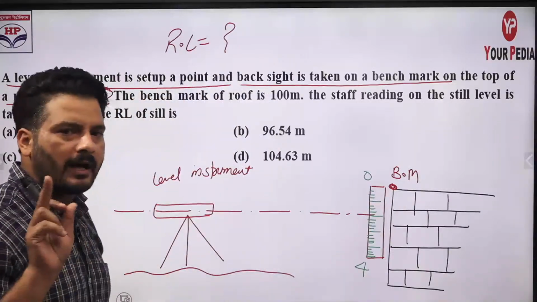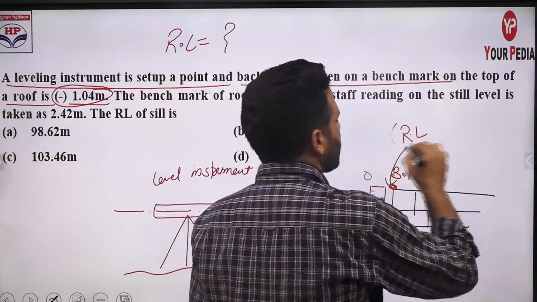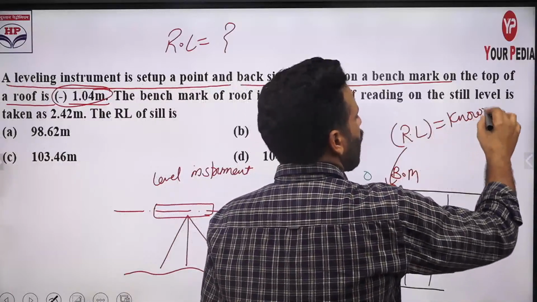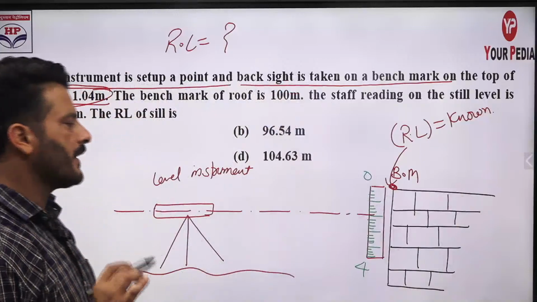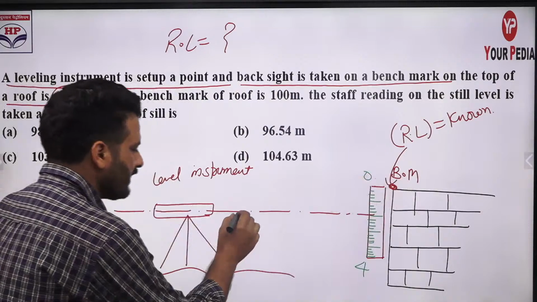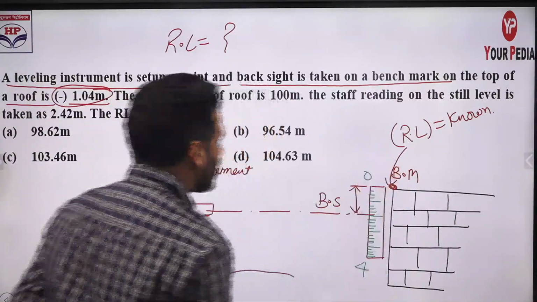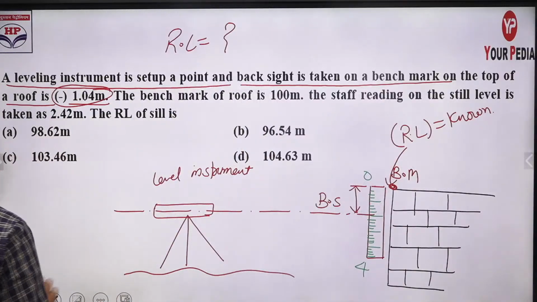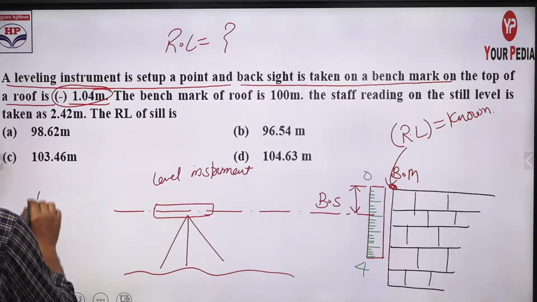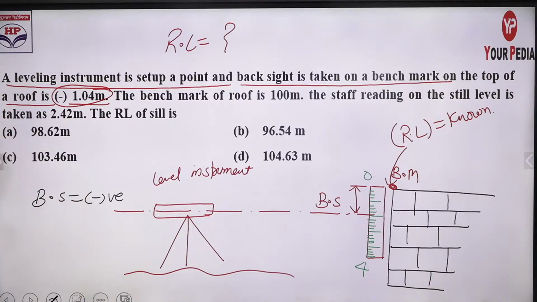The point of known RL, the point whose RL is known to you, because it is written as benchmark, then RL is known. So the reading taken on the point of known RL is nothing but your back side. This reading is back side. Now pay attention, this is an inverted staff condition. Earlier we talked about back side always being positive, but here back side will be negative because the staff is in inverted position. Fine, back side is negative.